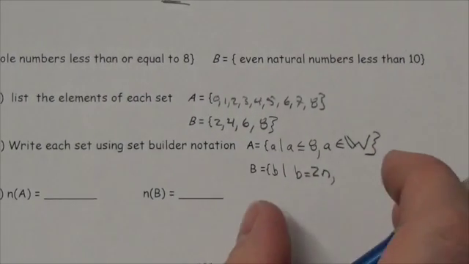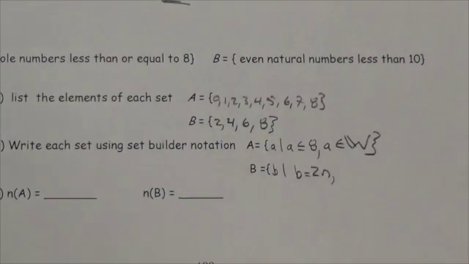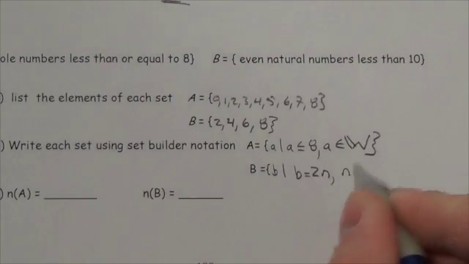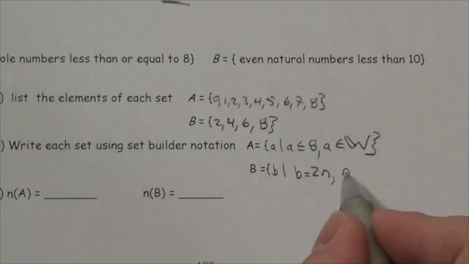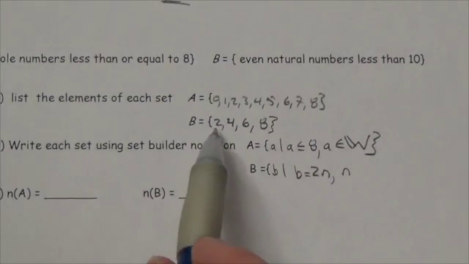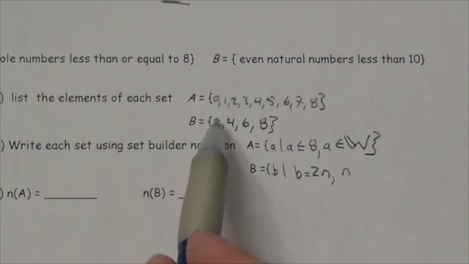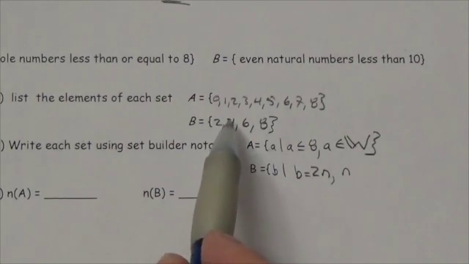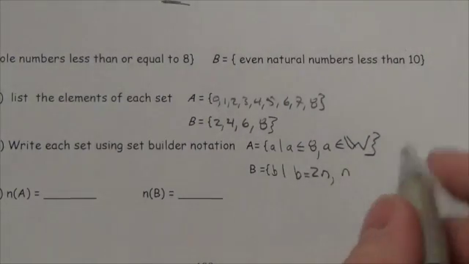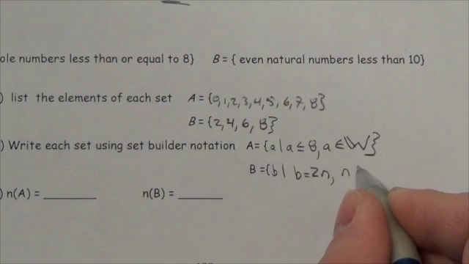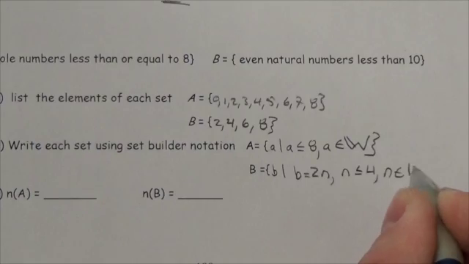Now what I have to do in my set builder notation is identify, well, what is n? Where n, now I'm going to let n be a natural number here. Now watch what happens here. 1, 2, 3, 4. 1 times 2 is 2. 2 times 2 is 4, 3 times 2 is 6, 4 times 2 is 8 here. I'm going to let n be the natural numbers less than or equal to 4, and I'll have to state here that it's going to be a natural number.